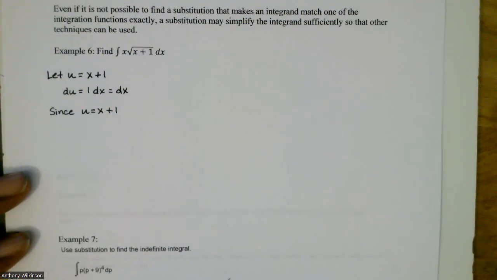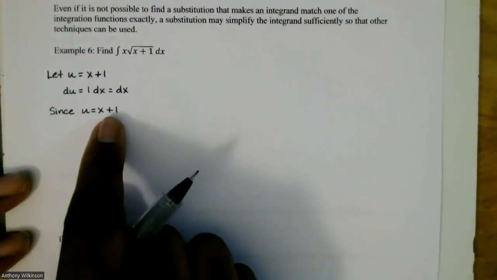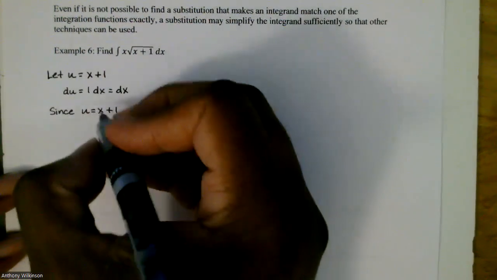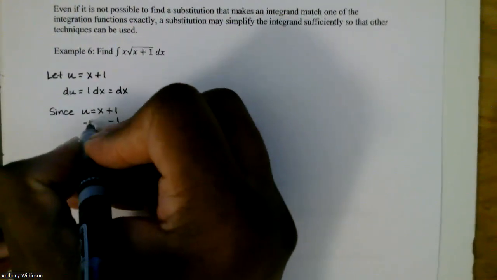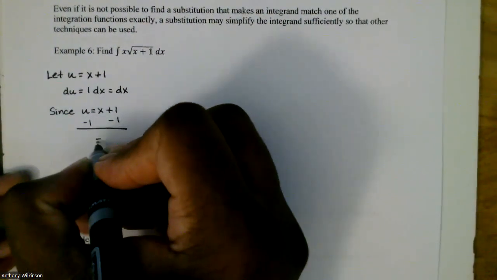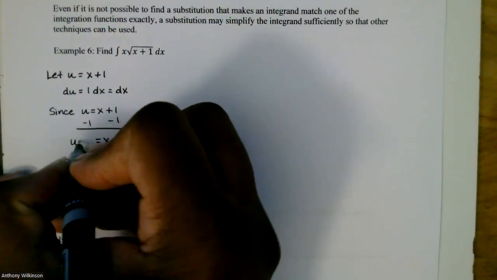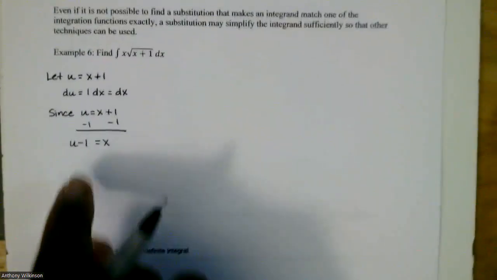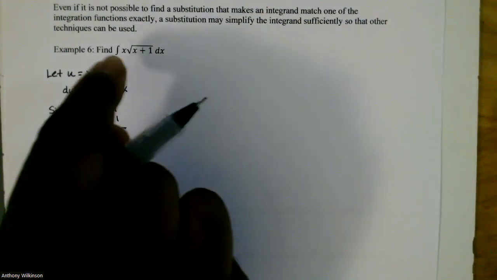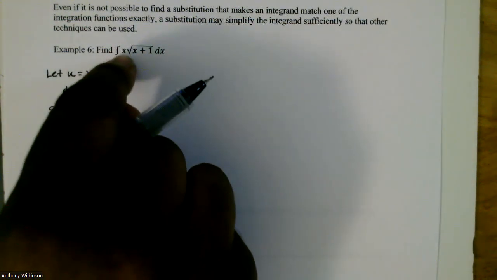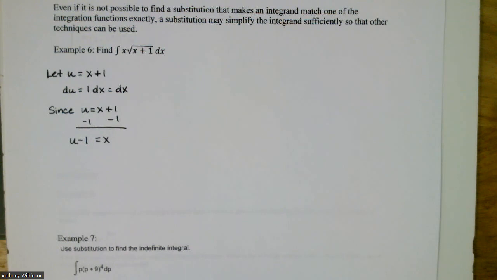Well, let's write this in terms of x. Let's solve this equation for x. We're adding 1, so that means I need to subtract 1 on both sides. So that means x will be equal to u minus 1. So let's use that u minus 1 and replace this x right here in this integral.